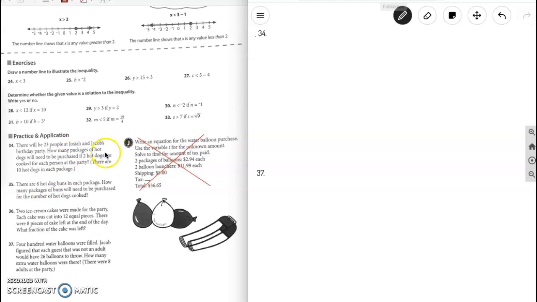How many packages of hot dogs will need to be purchased if 2 hot dogs are cooked for each person at the party? There are also 10 hot dogs in each package. A lot of information. Let's first find out what is the answer we're trying to find. What are we trying to find? We're trying to find how many packages of hot dogs we need to buy. Packages. Not the number of hot dogs, but we need to find out how many packages.